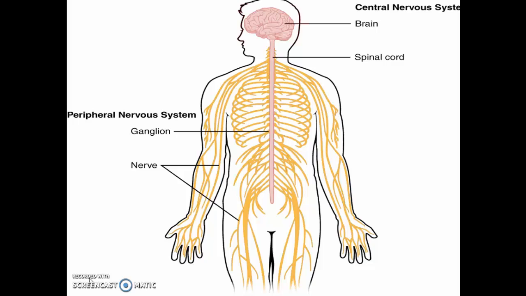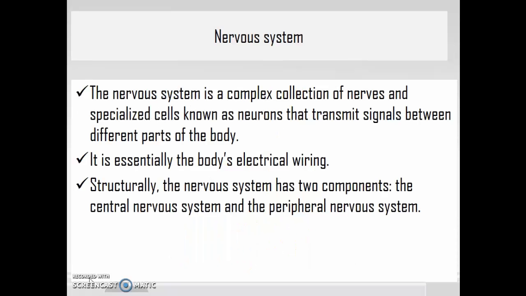Now if you can recall, our nervous system is made up of the central nervous system and the peripheral nervous system. The organs of the central nervous system are the brain and spinal cord, and the peripheral nervous system is made up of ganglia and nerves, right? The nervous system is a complex collection of nerves and specialized cells known as neurons that transmit signals between different parts of the body. It is essentially the body's electrical wiring, you can say, right?